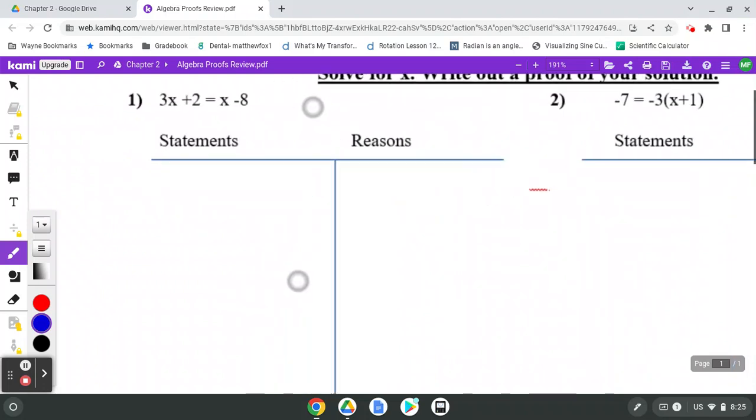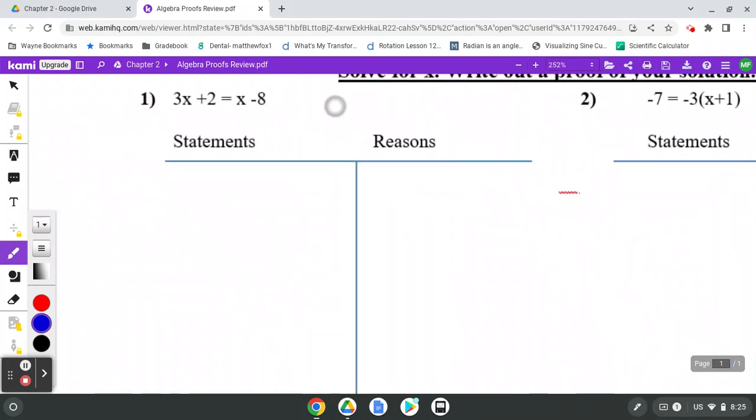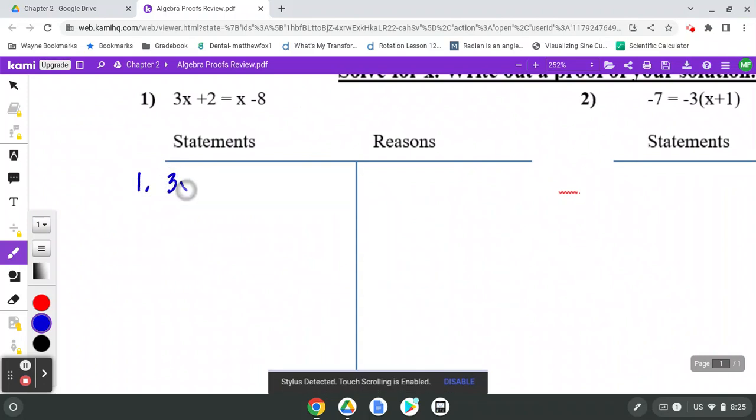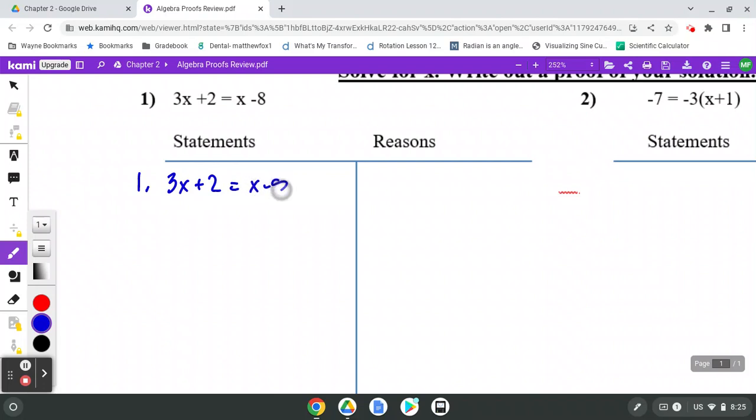So our first step, if you had forgotten from yesterday, we always start by just writing out what we have. So in this case, 3x plus 2 equals x minus 8. And we are going to say that was given to us. This will always be our first reason. We have to have some starting point into the problem, and it's always that we're given this problem, and we can go from there.